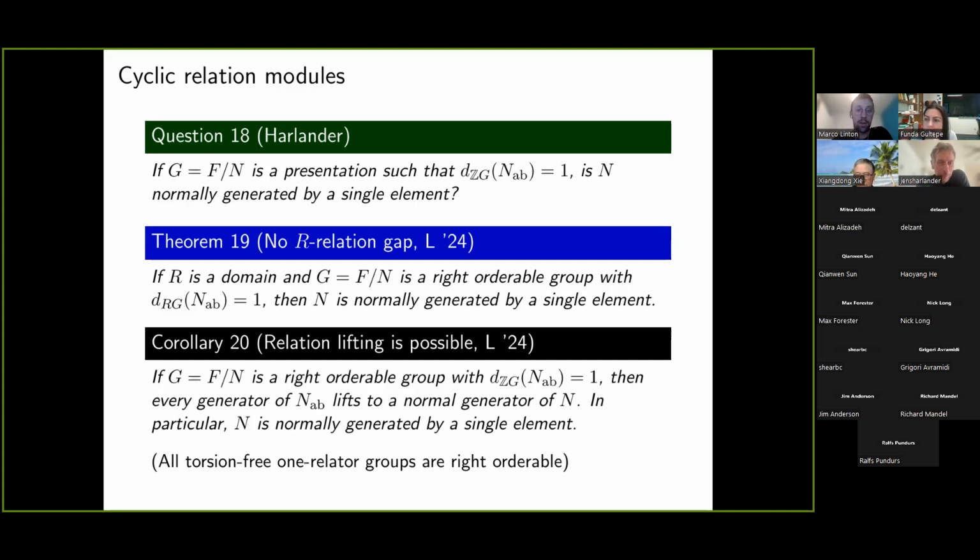But you can find examples of groups which are not one-relator groups, but their relation module over the rationals is cyclic. So there are relation gaps over the rationals, even when the relation module is cyclic over the rationals. But this theorem is saying that when the group is right orderable, then there's still no relation gap, even over the rationals.